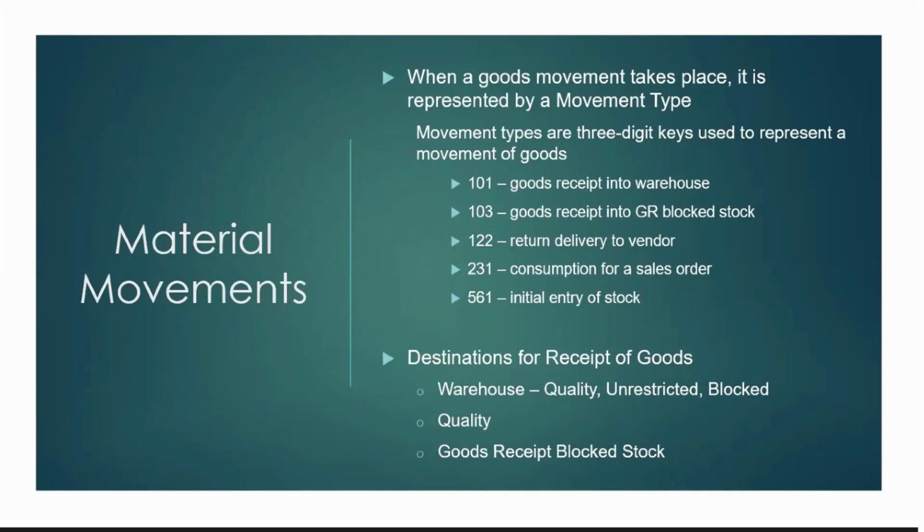So what is material movement? When a goods movement takes place, it's represented by a movement type. So every time that you move goods, you have to put something, we call it movement type, like a codification, like an ID that you have to put in order to explain how you move the goods.